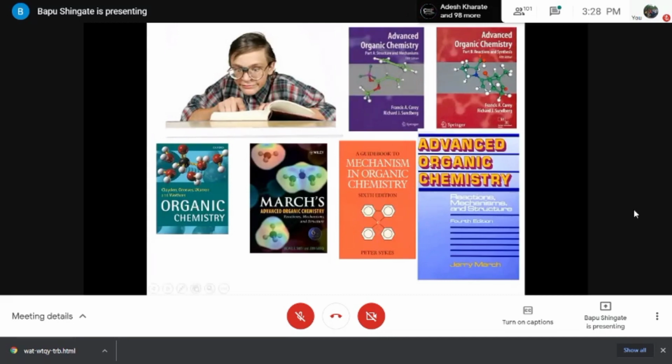Then everyone talks about Advanced Organic Chemistry by Jerry March. No doubt it's difficult to understand this particular book, but if you read it many times you will understand it, and whatever mechanism part is there, you can learn from Jerry March's book. Then everyone may be referring to these two books written by, as I just told you, Francis A. Carey: Advanced Organic Chemistry Part A and Part B. You should have a copy of these two books, because if you want to crack competitive examinations, you should solve many problems from such books.